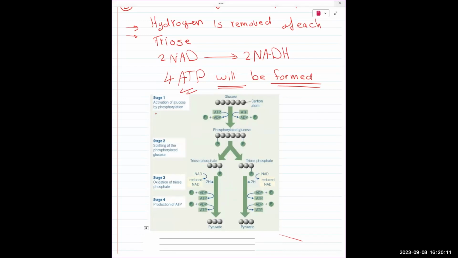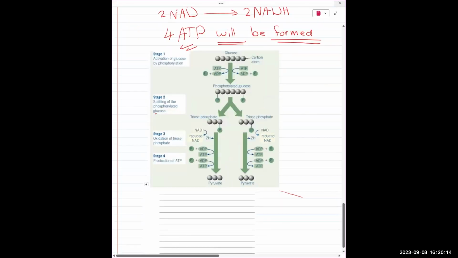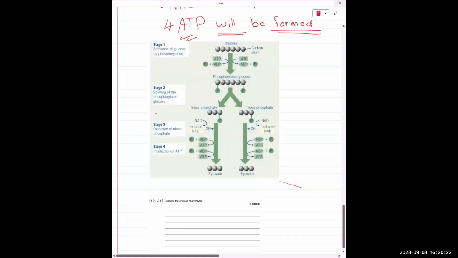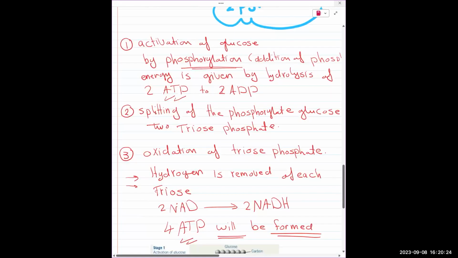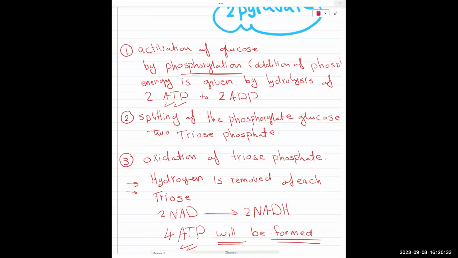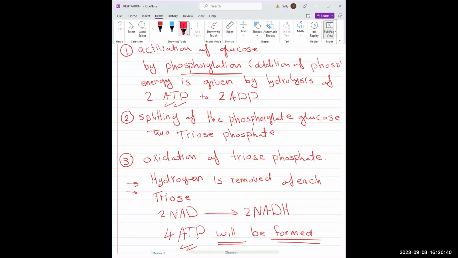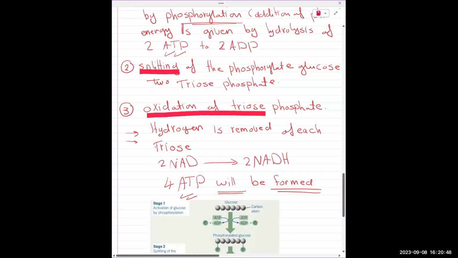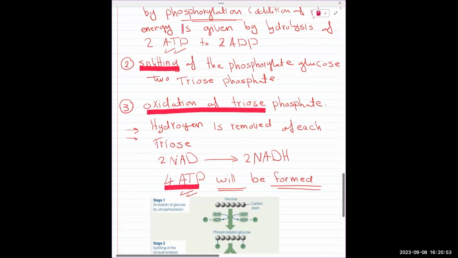Is it clear? So if this question came, and already this is from the past paper, describe the process of glycolysis for 4 marks. So I have to mention 4 points because it's 4 marks, right? First point, we will talk about the activation. We'll talk about the activation, then splitting, then oxidation of triose, then the net gain of energy, which is 2 ATP. You understand?